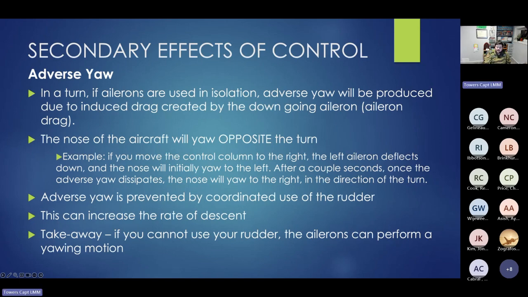So a key takeaway for you, though, is if you can't use your rudder for some reason, you can use the ailerons to perform a yawing motion. So if your rudder is not functional, you could take advantage of the adverse yaw effect to make small corrections in your yaw.